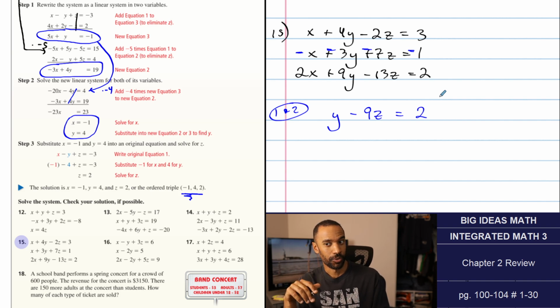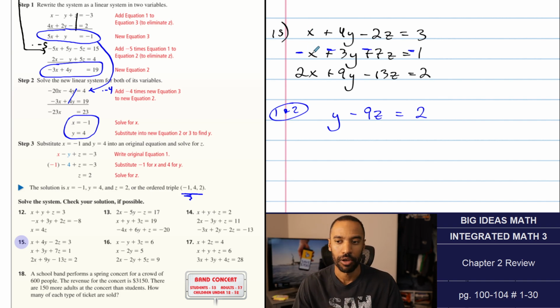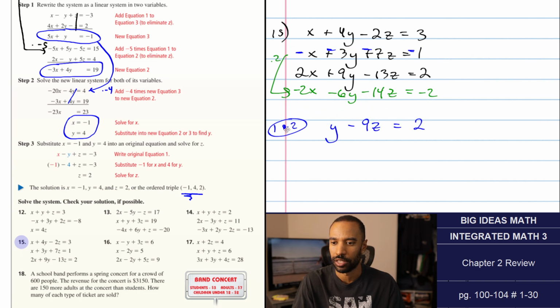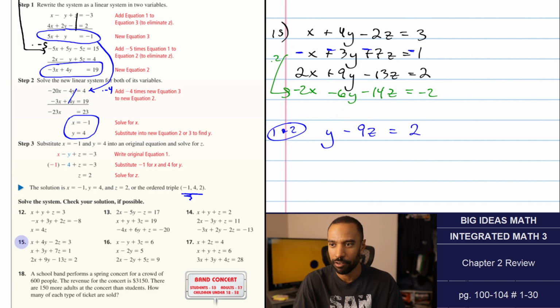Now what I could do is multiply all these ones by 2. Remember, they were negative here. Now if I multiply them by 2, now it'll be negative 2x minus 6y minus 14z equals negative 2. And actually, let me change the color on that because I'm going to write it down below as I do the elimination with a modified equation 2 and equation 3.